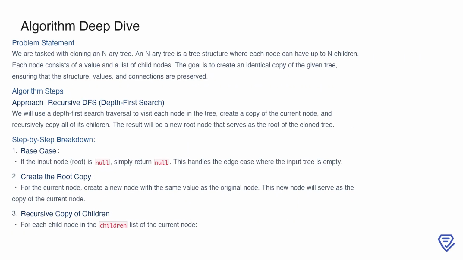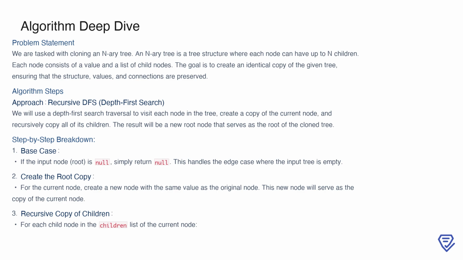To solve the problem of cloning an N-ary tree, we need to create an identical copy of a given tree, maintaining its structure, values, and connections. An N-ary tree is a tree where each node can have up to n children, and each node is defined by a value and a list of child nodes. We'll approach this problem using a recursive depth-first search, or DFS, which allows us to traverse the tree node by node while creating a copy of each one.